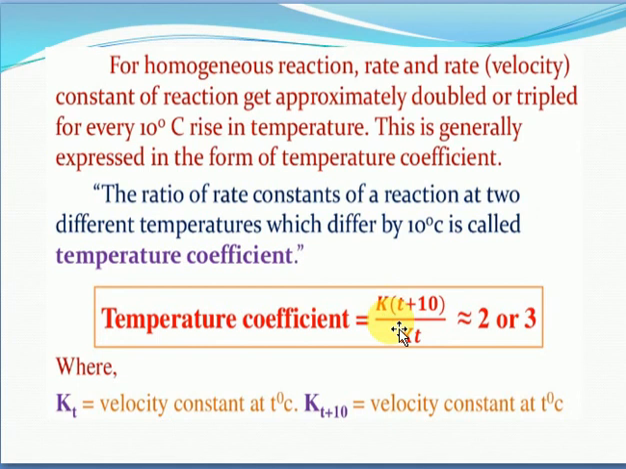Here it is Kt, and here also Kt. They add 10 degrees centigrade more. Suppose at temperature T1 they take an observation, and after the temperature is increased they take another observation. They notice that the ratio is roughly 2 or 3.